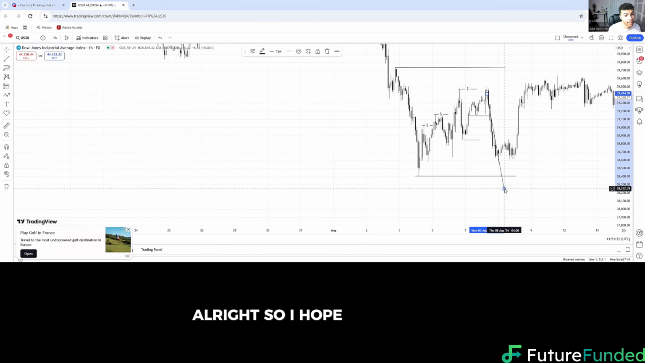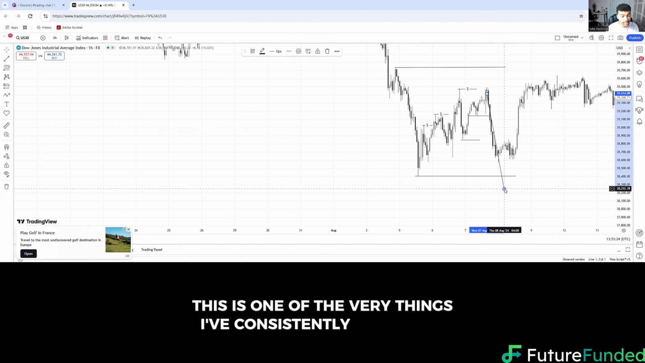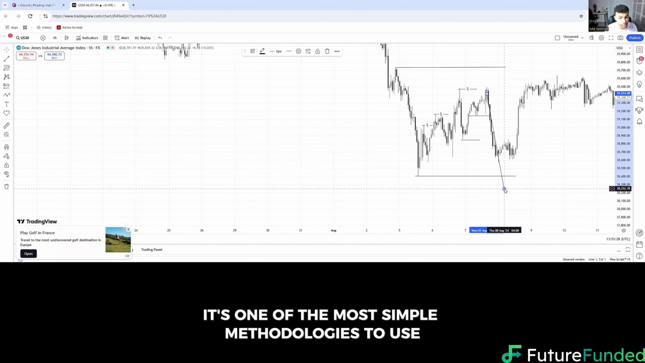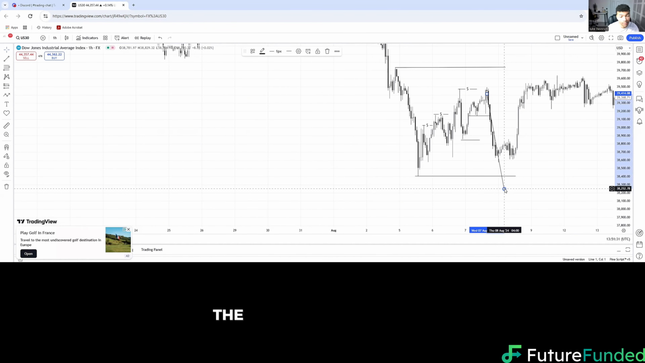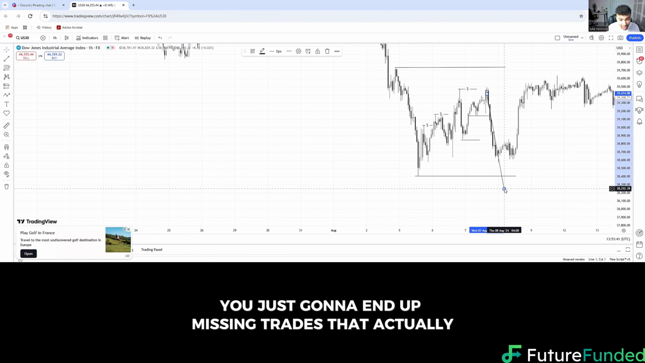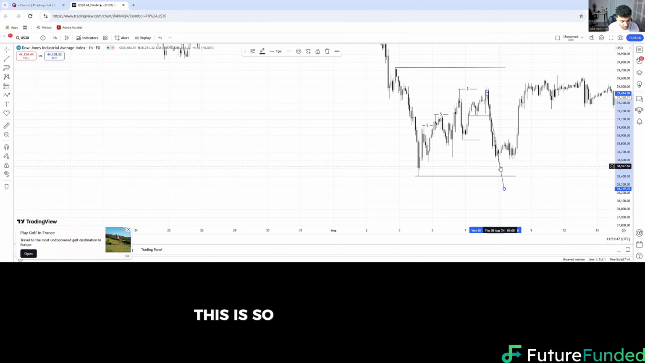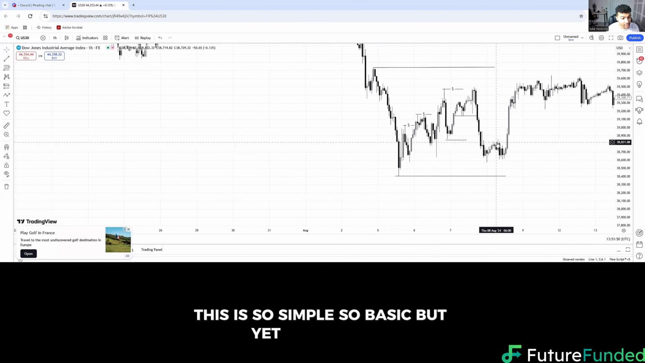All right, so I hope that makes sense, guys. This is one of the very things that I've consistently used over the years. It's one of the most simple methodologies to use. And to be completely honest with you, the simpler you make the markets, the better. The more you overcomplicate it, the more things you have to wait for, the more likely you're not going to get in, and the more likely you're just going to end up missing trades that actually are your plan, but you're waiting for 50 different things, so you're hesitating. Whereas the reality is, this is so simple, so basic, but yet so effective.